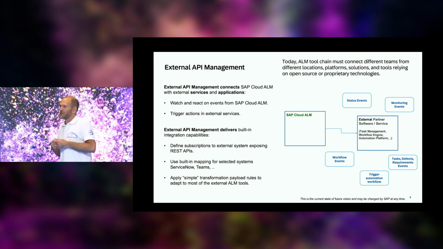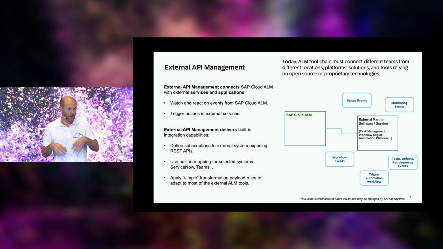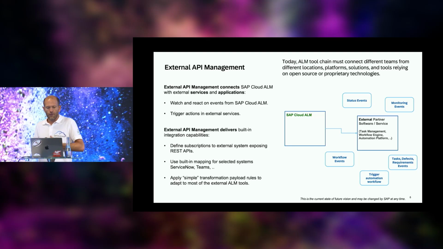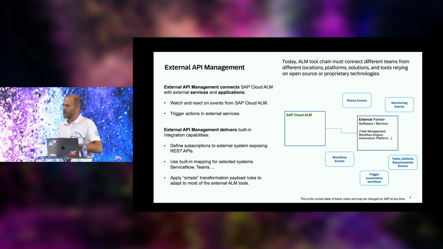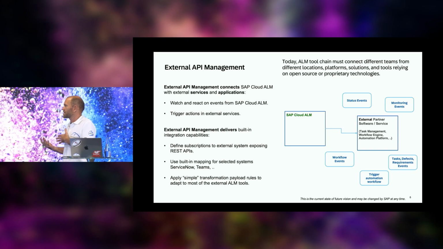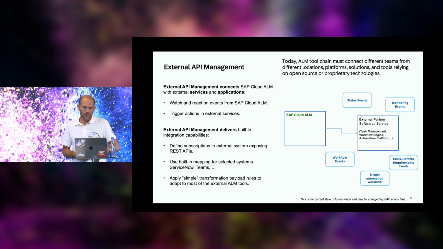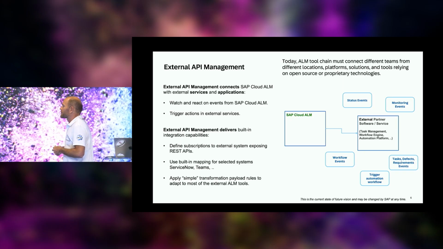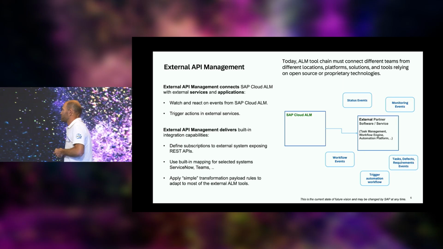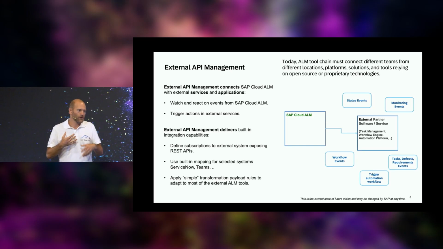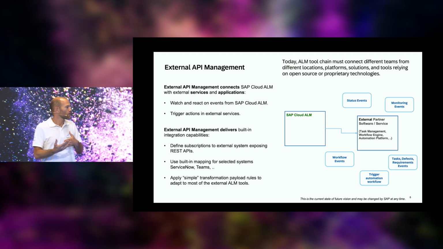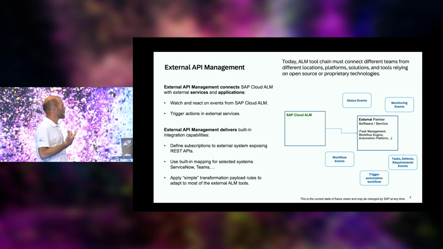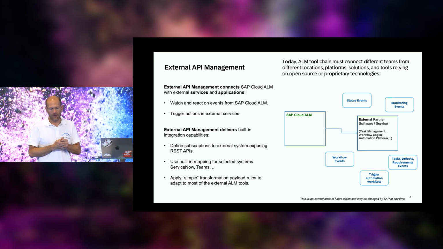In the External API Management application, we define subscriptions. So what is a subscription? It's a combination of an SAP Cloud ALM event, an external system using a BTP destination, and what we call a mapping. So what is a mapping? It's a JSON file where we define the rules for the transformation of the payload created by SAP Cloud ALM, and we adjust it to the payload required by the external system.